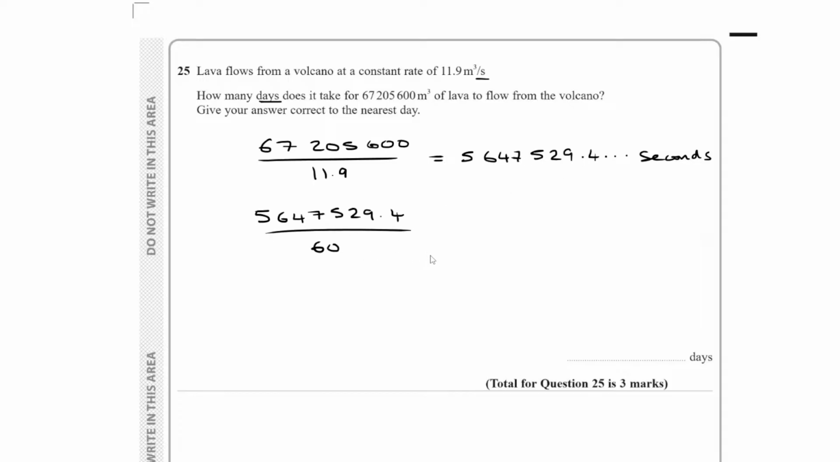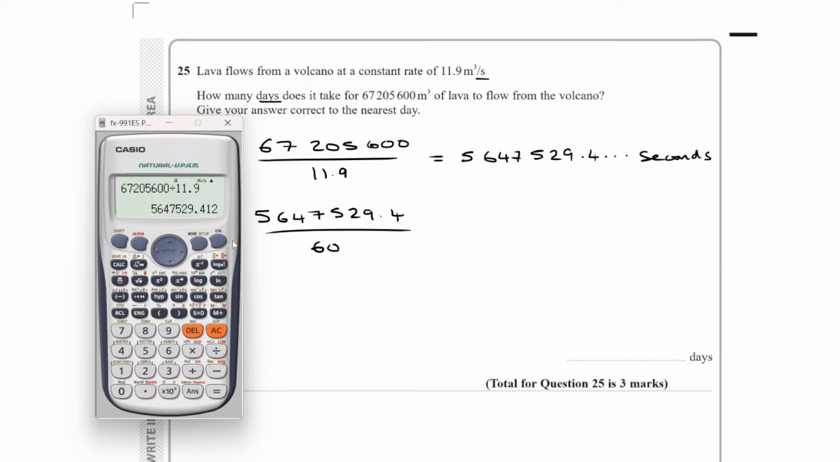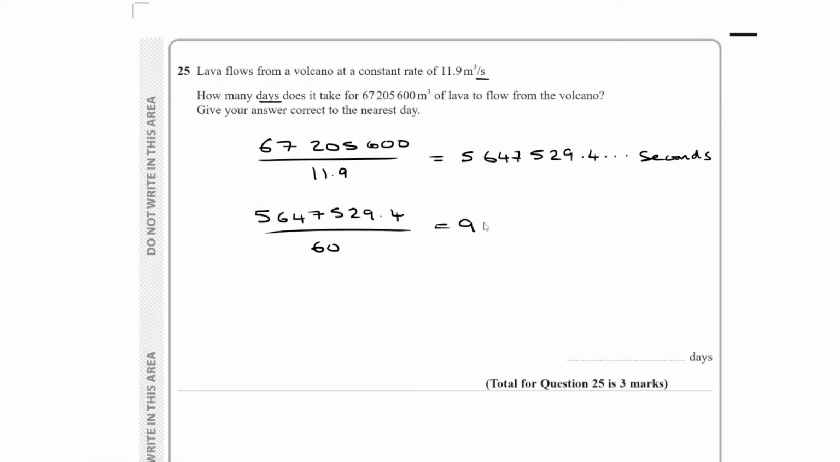Divide it by 60. Now you can do this all in one step, or you can do it separately, but I'll just show you separately. So divide that by 60. That's how many minutes it is, isn't it? So 94,125 minutes. Obviously, to go from minutes to hours, you divide that again.